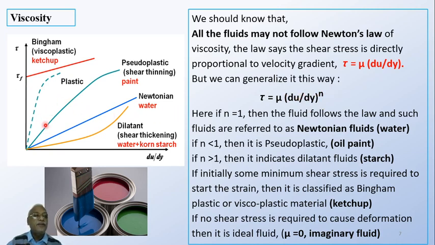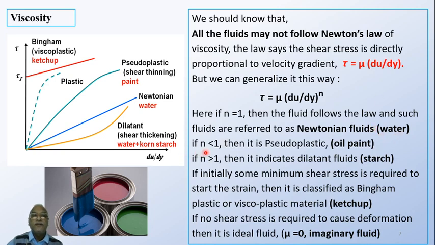Now if you look at the figure, when n is equal to 1, it will be a line like that, blue line like that, and then we say that all the fluids which follow this particular equation will be referred to as Newtonian fluids. I have given one simple example for each one. It is water. Water follows perfectly tau equal to mu into du by dy.